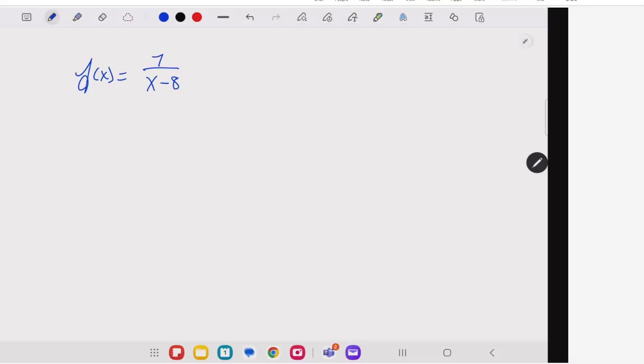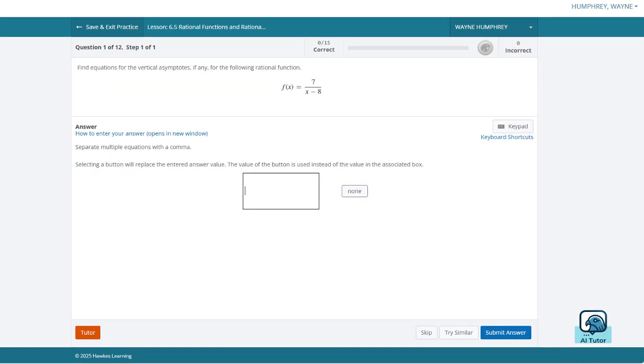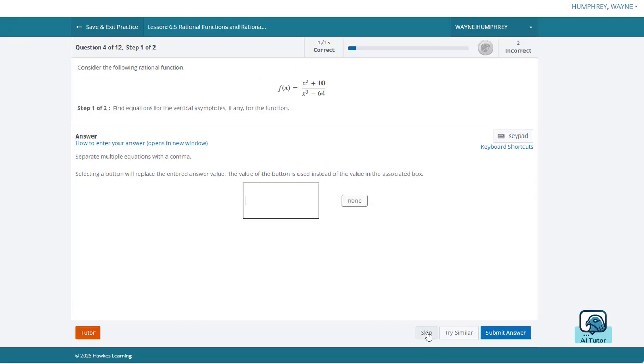Okay, I'm going to flip back to this, and we take the denominator, we set it equal to 0. Nothing's going to reduce, so I can add 8. So x equals 8 would be the equation of my vertical asymptote. Go back to the software, type x equals 8, and submit my answer, and I get the green bar, so I must have gotten it right. Alright, let's try this one.